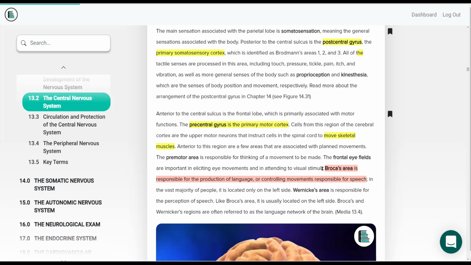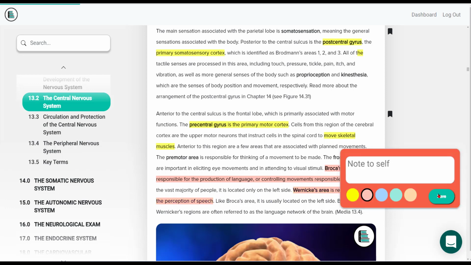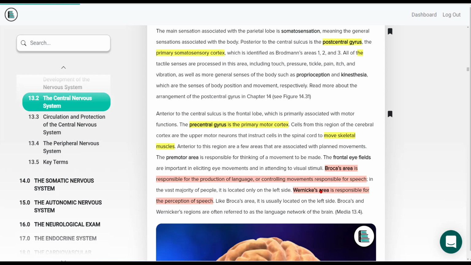If a person has damage to this area, they would not be able to produce speech in a quick way. Their speech would be negatively affected. The other area also related to speech is Wernicke's area, and it is related to the perception of speech. A person who has brain damage to Wernicke's area would just not be able to follow along. They can hear just fine, right? Their hearing is fine, but they're not able to process and understand what is being said to them.